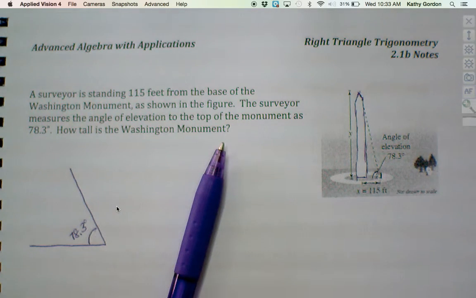So when you see that kind of language in a problem, you just need to recognize what it means. It just means that from straight line of sight, angle of elevation meant he looked up to see the top of the monument.